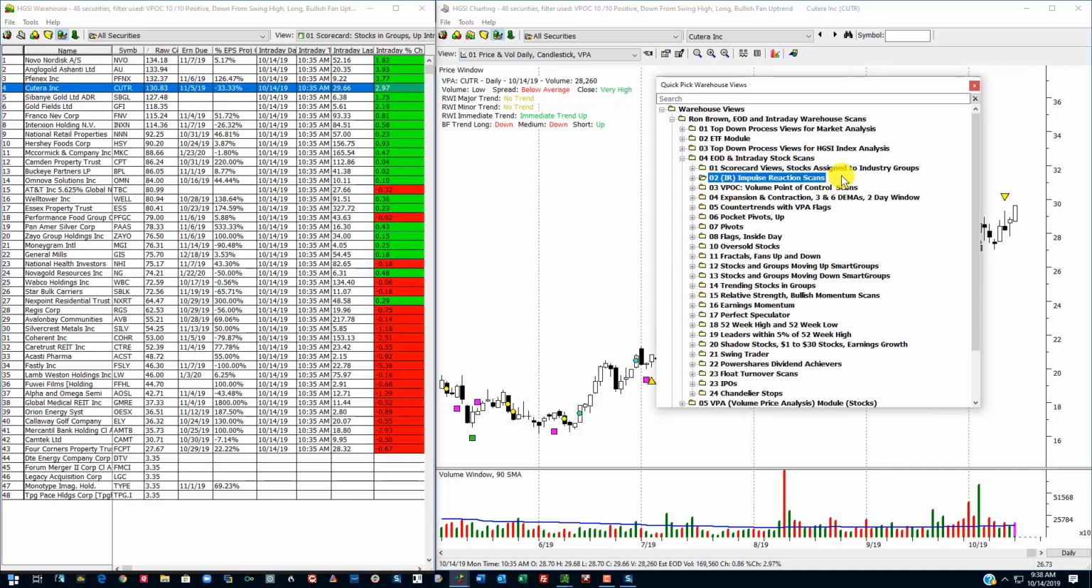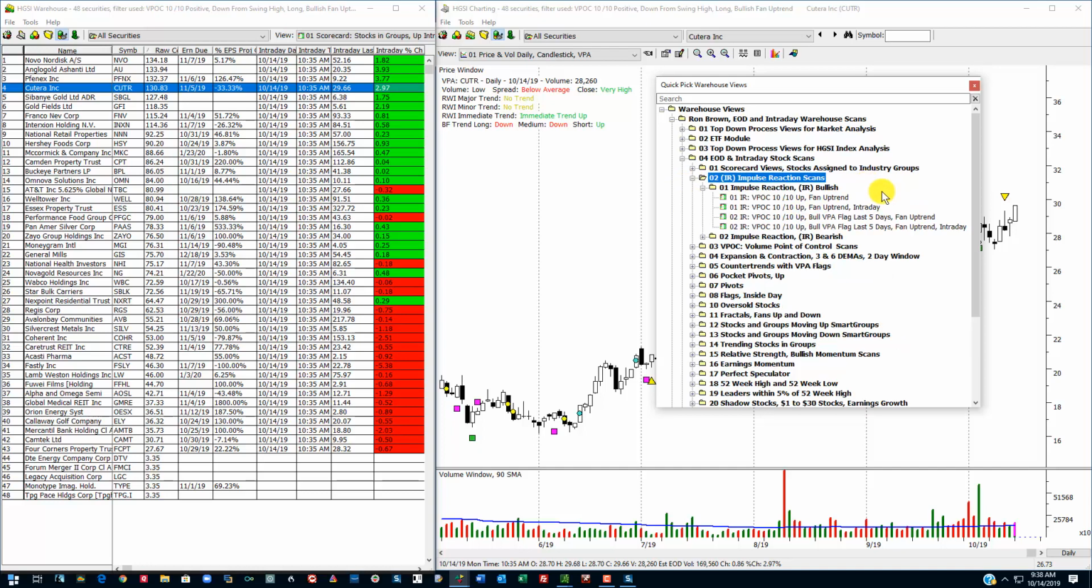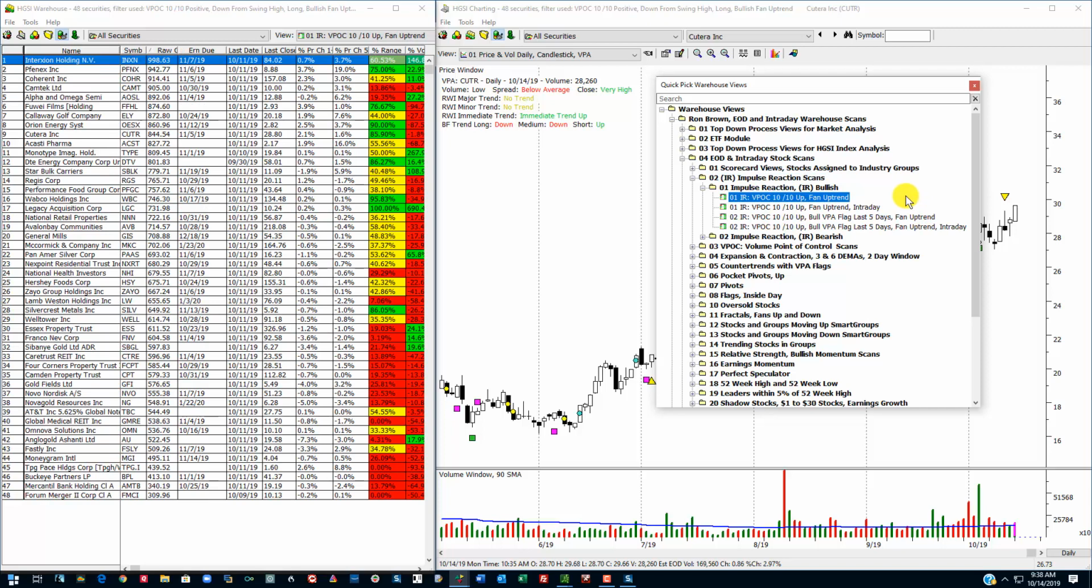I'm going to folder number 2, which is called the IR or Impulse Reaction Scans. This is something I came up with a couple of years ago now, and what I'm looking for is stocks that are in a strong uptrend or a fan uptrend, and they have pulled back from a recent swing high.